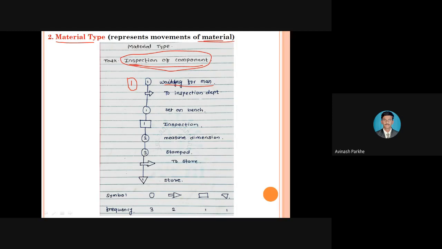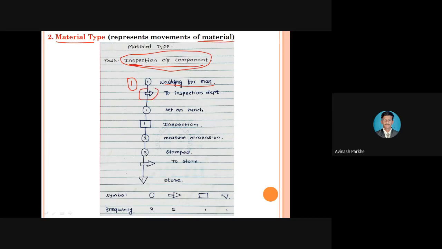But in the man type of flow process chart, the movements of the materials are not represented. But here, only the movements of the material are represented. Therefore, the first symbol is the delay. Delay means waiting for the man. It means your raw material or your product is waiting for the man, which means there is a delay in the operation. Therefore, it will start with the delay operation.